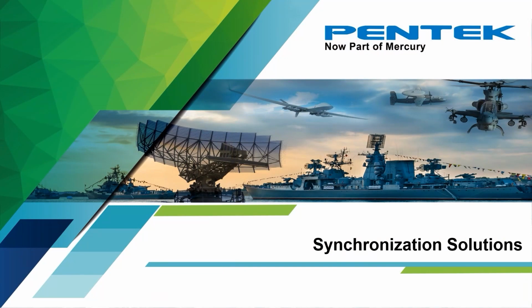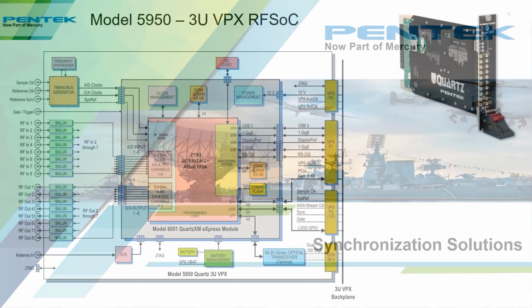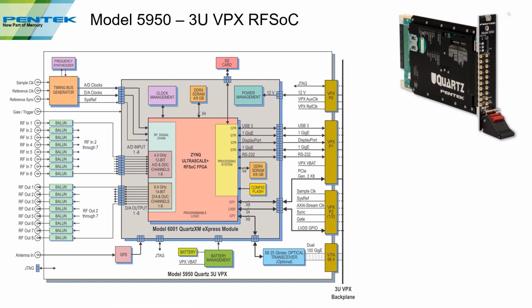So now I'd like to go through a few slides to show how all of this works together. The first slide is showing our model 5950. This is our 3U VPX RFSoC. And what you'll notice on here is the block diagram. This basically shows everything that's on that board, including the RFSoC and all the circuitry around it.